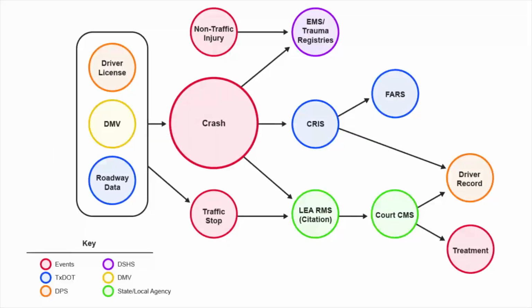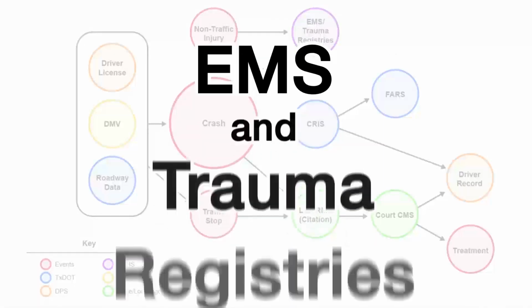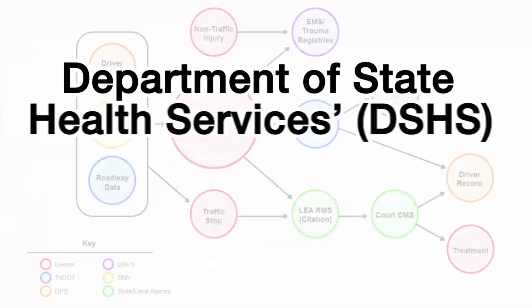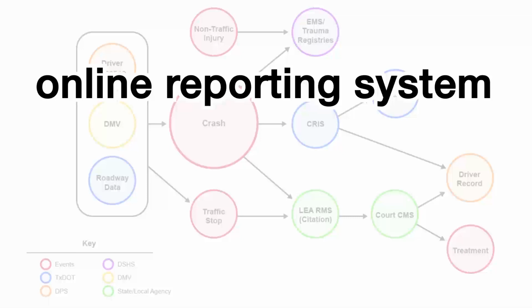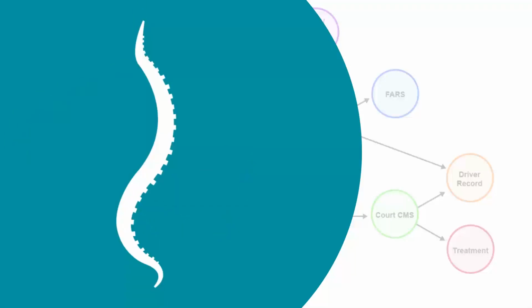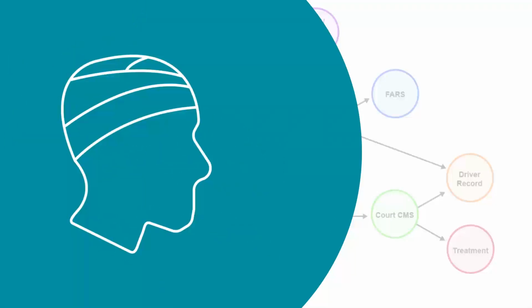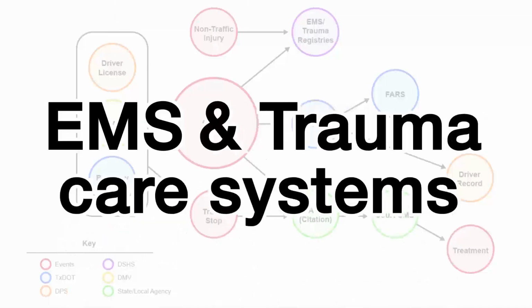Crash data flows into 3 primary registry types: EMS or trauma registries, CRIS, and local agency record management systems. The EMS and trauma registries are managed by the Department of State Health Services Office of Injury Prevention. The Texas EMS and Trauma Registries is an online reporting system that collects legislatively mandated data on all EMS runs, traumatic brain injuries, spinal cord injuries, submersions, and other traumatic injuries based upon a specified criterion.